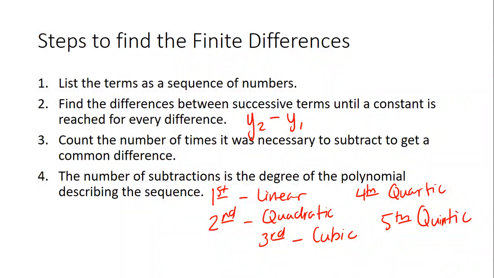Five is quintic, like quintuplet. Quintic.